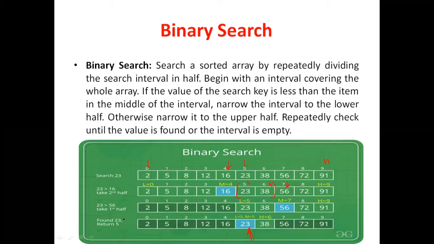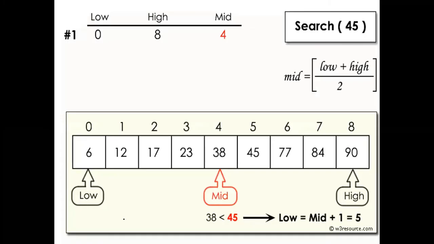Low will be mid plus 1. But if your search key value is less than the middle element, that means your low will be the same, but high will get changed. High will be mid minus 1. These two conditions are very, very important. You have to always concentrate on this. Okay, so this is the binary search.